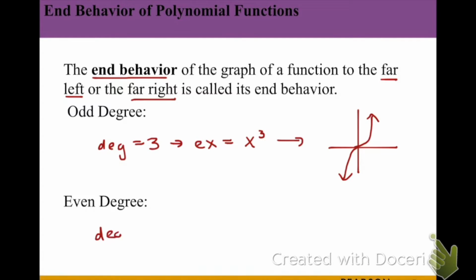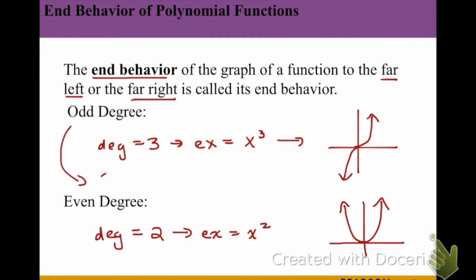If we contrast that with an even degree polynomial, let's say degree 2, this would be our x squared graph, the quadratic. If we remember correctly, this looks like a parabola. Notice how the left arrow and the right arrow are both doing the exact same thing, and they're both going up towards positive infinity. So if we have an odd degree, our end behavior is going to be opposite, but if it's an even degree function, they're going to do the exact same thing.